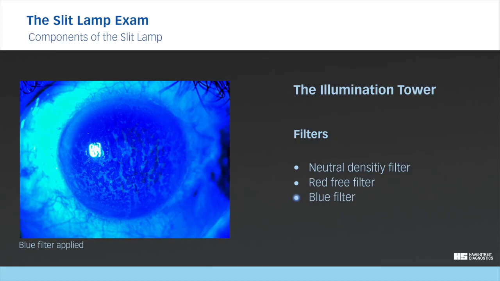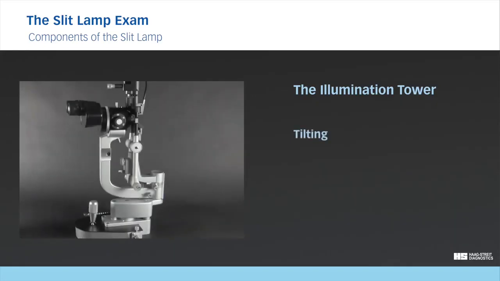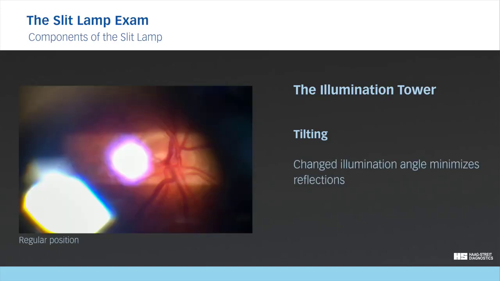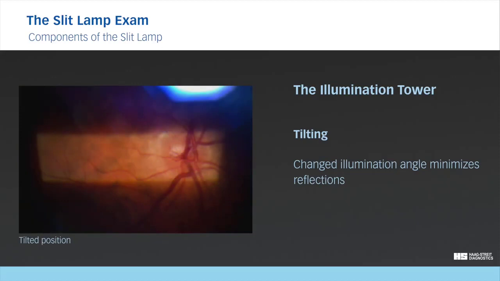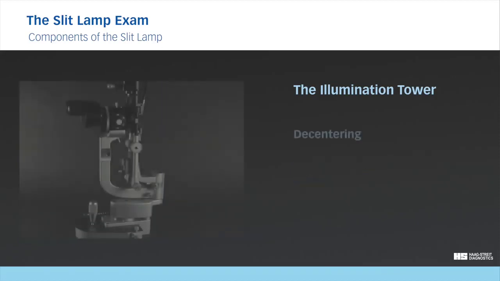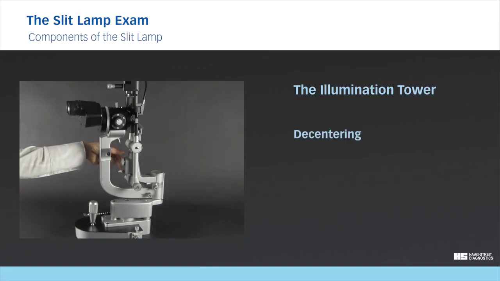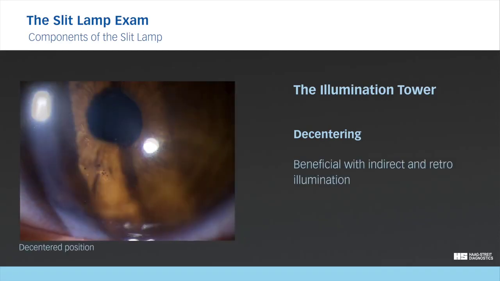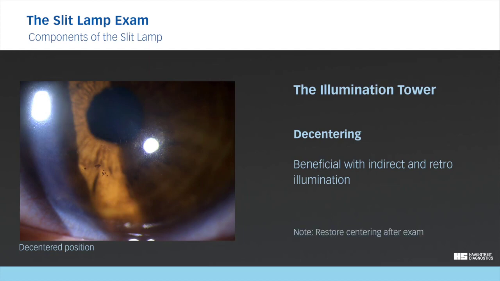This is often used to view lesions on the ocular surface and the expression of the tear film in the Goldmann tonometry. Modern slit lamps feature an option which allows you to tilt the illumination tower and therefore change the angle in which the slit is projected on the eye. This can be used to minimize reflections from the preset lens when examining the retina. Decentering the illumination tower decouples the shared plane of focus of the illumination tower and the observation system. This can be beneficial for examinations with indirect illumination and retroillumination. Remember to restore centering after examining.